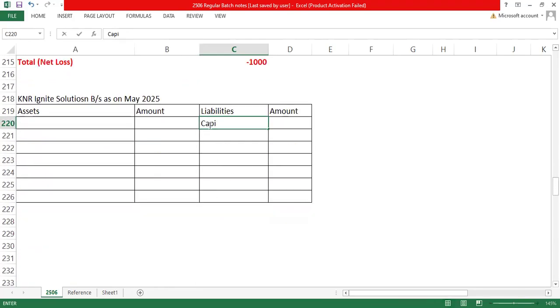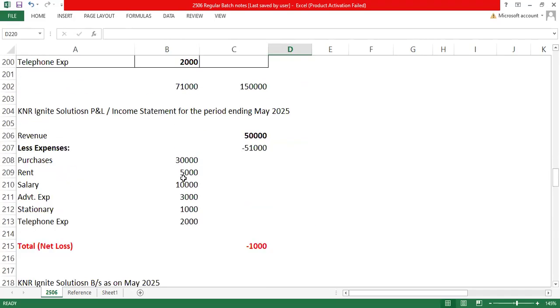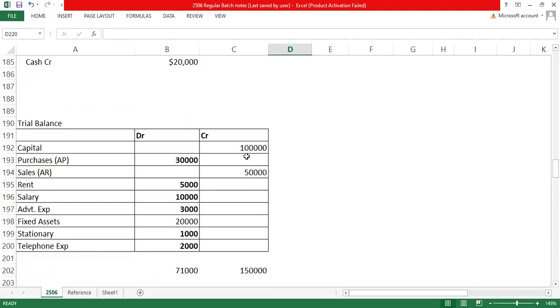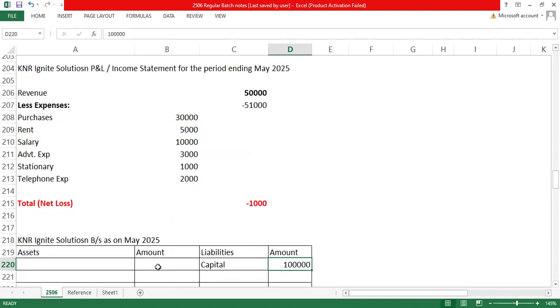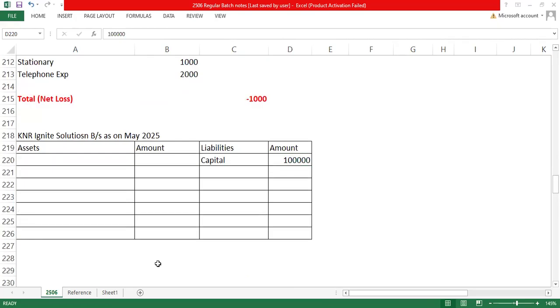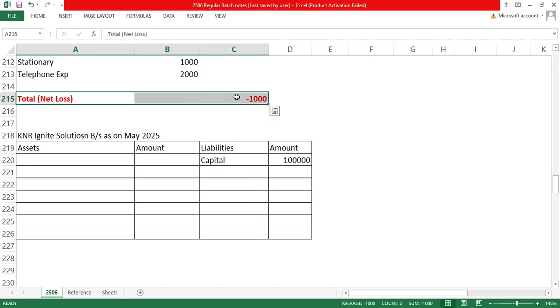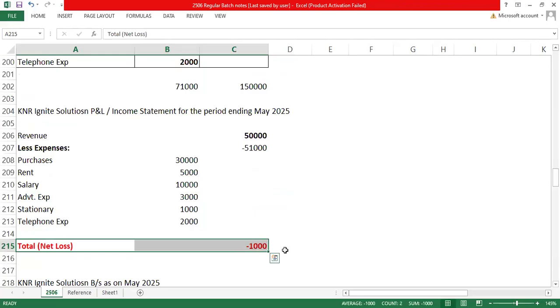So capital is the first thing which you introduced. How much capital you introduced, that comes into the picture here. Now I have introduced 100K. Let me take that 100K here. Now, always you need to calculate your retained earnings account here. You need to add a retained earnings account. What amount goes into the retained earnings account? Your final balance of the profit and loss account.